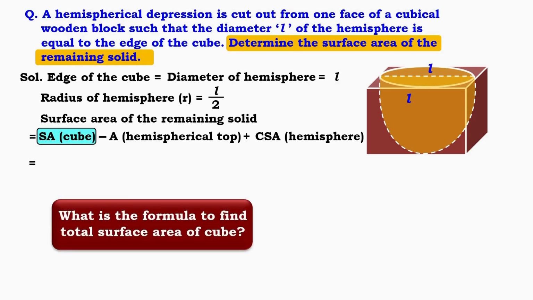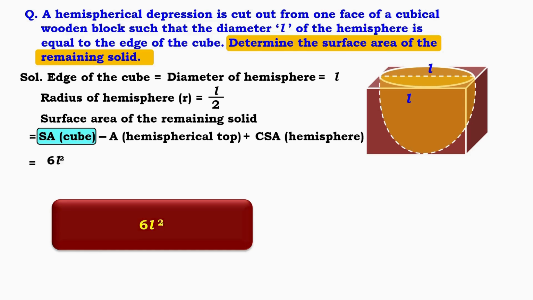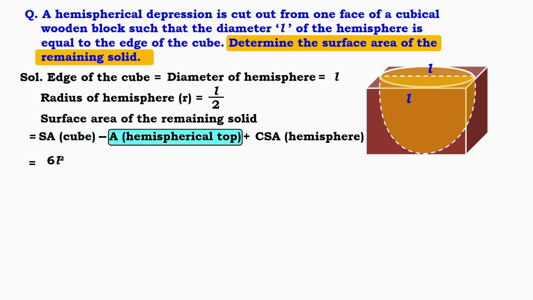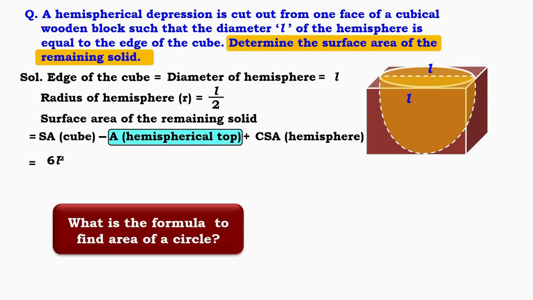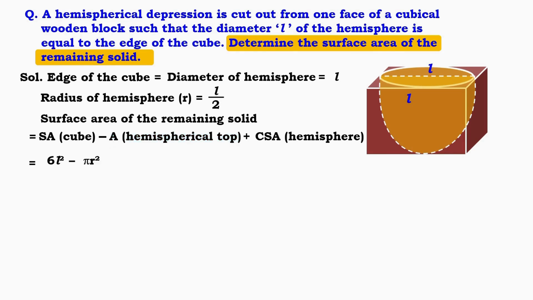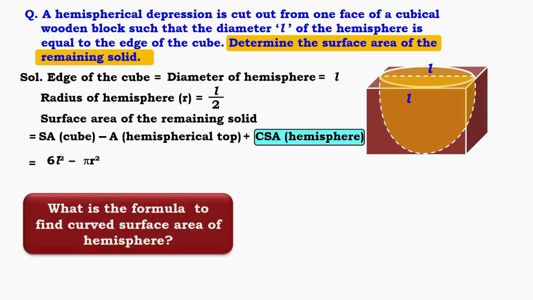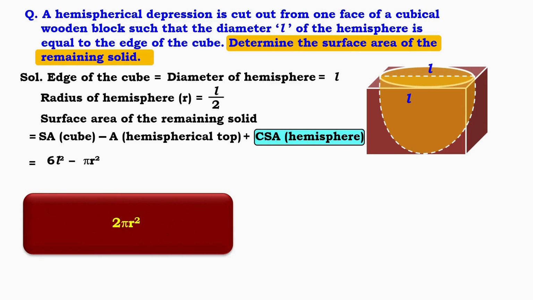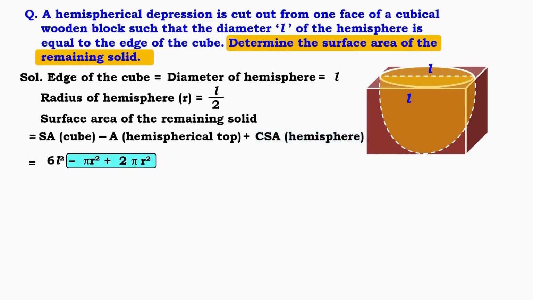That is the TSA, or total surface area of the cube, that is equal to 6L square. Okay, so let us replace that value: 6L square minus the hemispherical top's base, which is in the figure of a circle, so that is pi r square, and CSA is basically the curved surface area of the hemisphere, that is 2 pi r square. So it is coming 6L square plus pi r square.